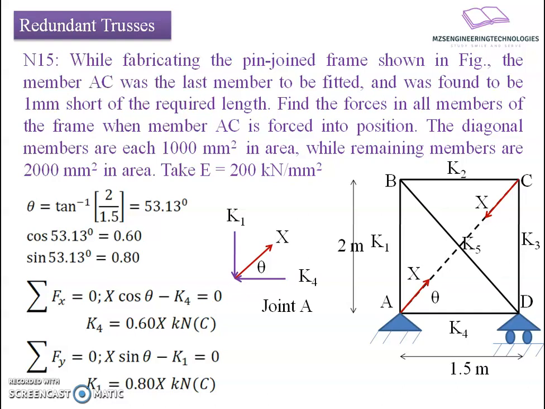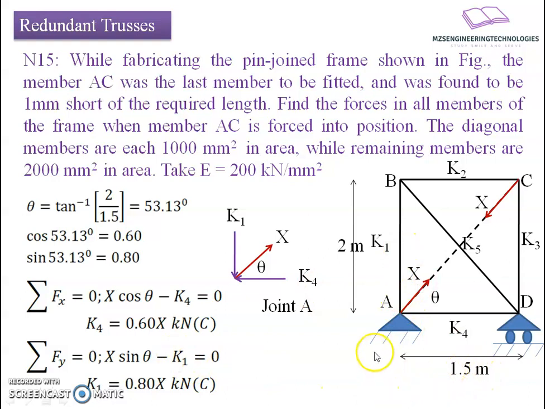From this we get K4 equals 0.60 times the X kilonewton in compression. Similarly, summation of Fy equals 0 results in a relation X sine of theta minus K1. Actually it is written in reverse here; it should be minus X sine of theta plus K1, resulting in a value of K1 equals 0.80 X kilonewton, compressive in nature.